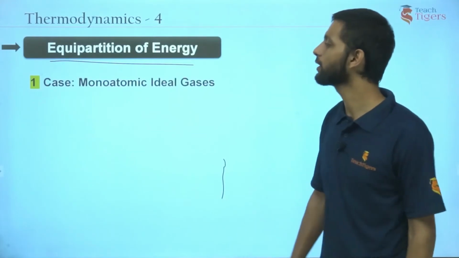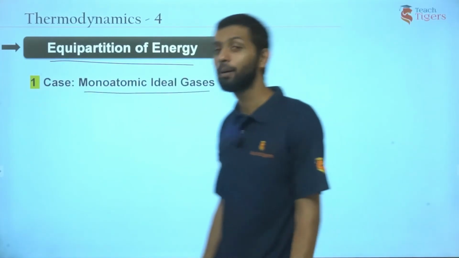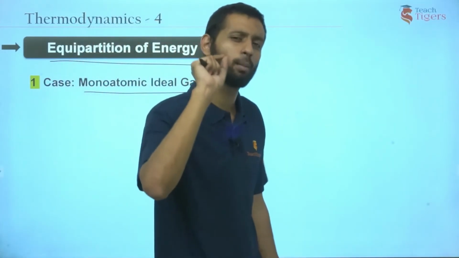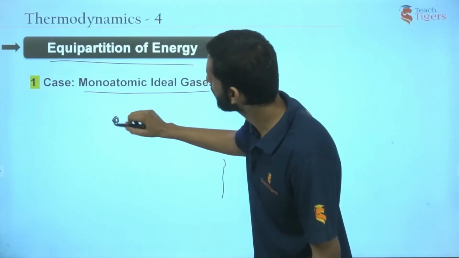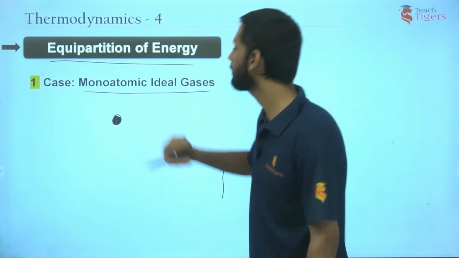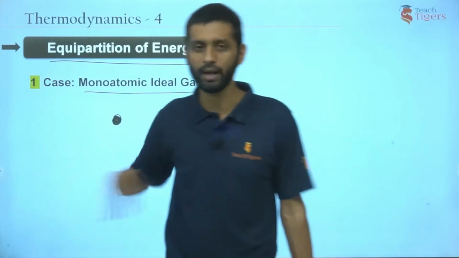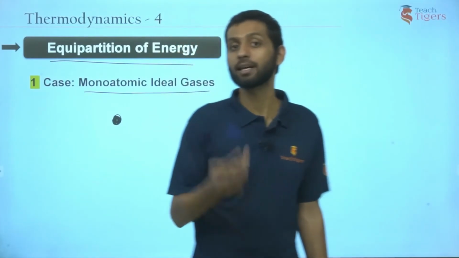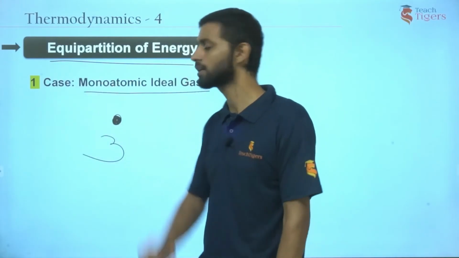For once, we are going to consider monoatomic ideal gases. Monoatomic ideal gases: single atoms, point particles. Now, I want you to tell me, translationally, movement-wise, how many degrees of freedom does it have? And the answer is 3. It has 3 degrees of freedom translationally.